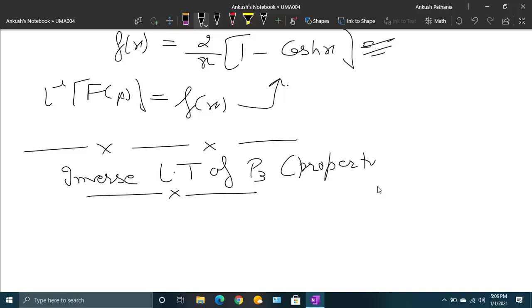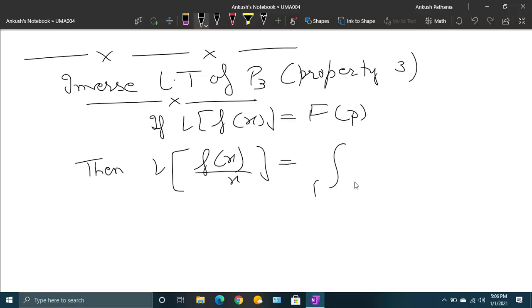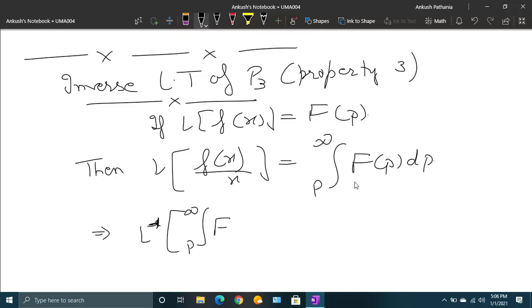Now remember property 3: if Laplace of f(x) is equal to F(p), then the third property says that Laplace of f(x) divided by x is the integral from p to infinity of F(p) dp. So from here, the inverse Laplace of the integral from p to infinity of F(p) dp is equal to f(x) upon x. This is the inverse Laplace transform of property 3.